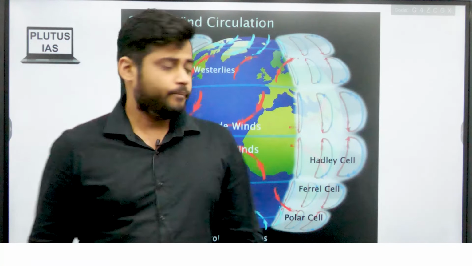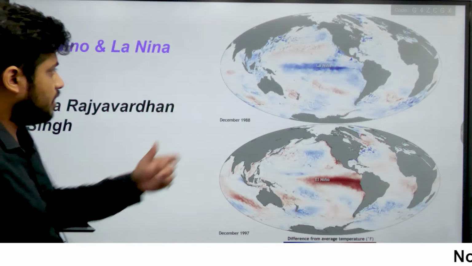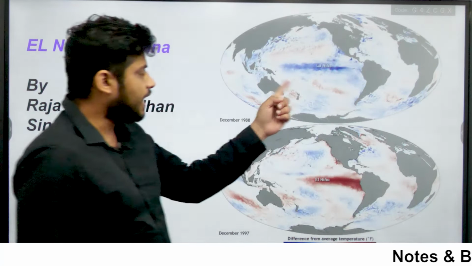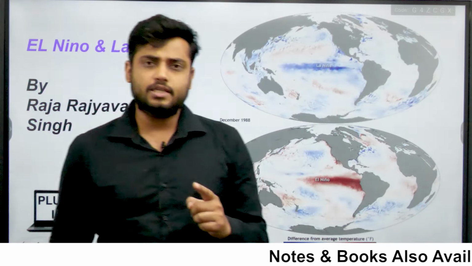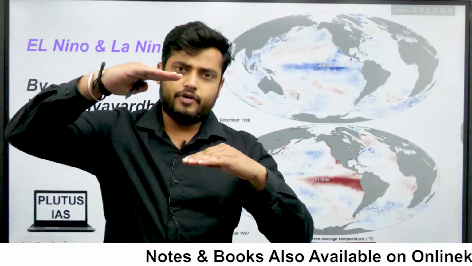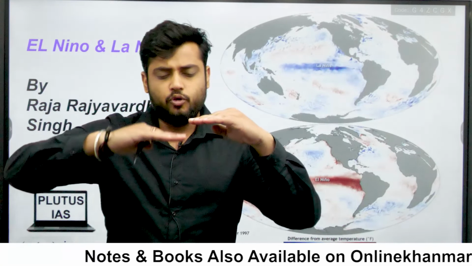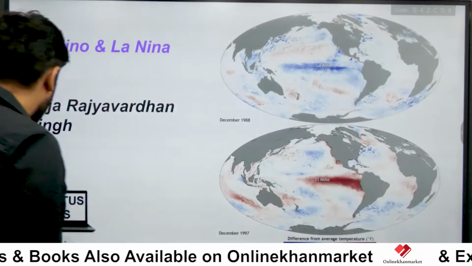The first thing that I stressed upon is that El Nino and La Nina are related to sea surface temperature. So one thing is sea surface temperature. In case of El Nino, it will be more than the average value, and in case of La Nina, it would be less than the average value. I hope this is clear up till now.